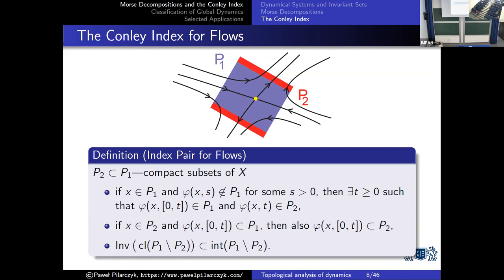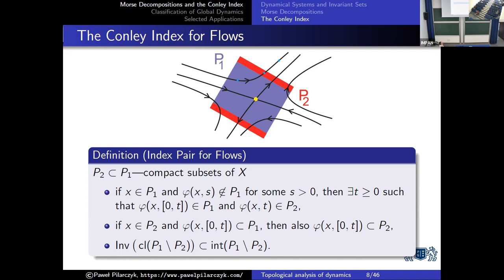Let me begin with the third one, because this is probably the trickiest one. This blue part inside must be an isolating neighborhood, so that the invariant part is contained in its interior. So there is no invariant set that touches the boundary of the blue set. And then we have these two conditions. I'm not going to read the formulas, I'm going to explain them using the picture. First of all, if there is a point in the blue part, and after some time we know that it is outside, it leaves this isolating neighborhood, then it must go through P2.